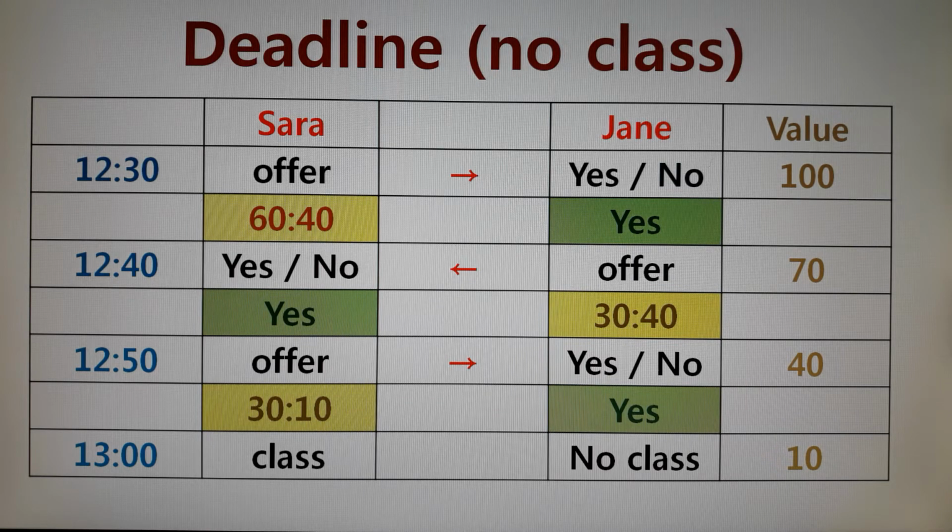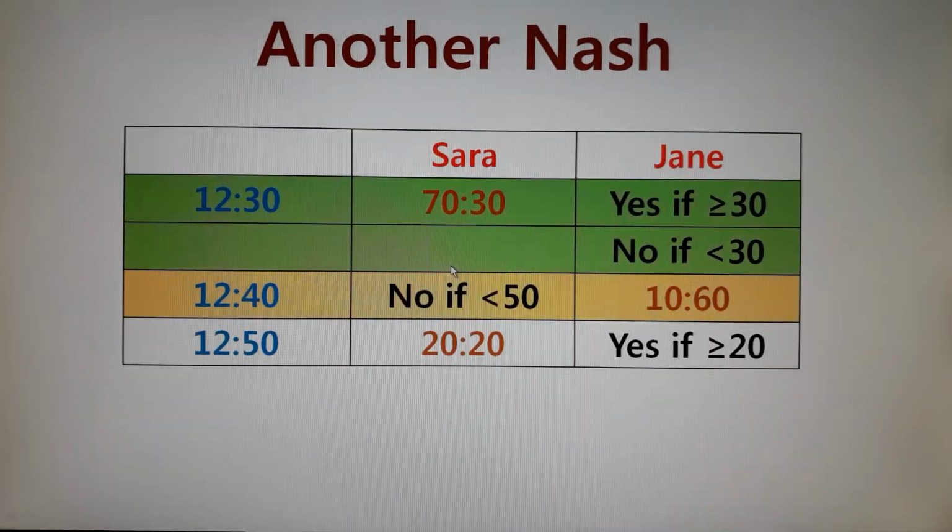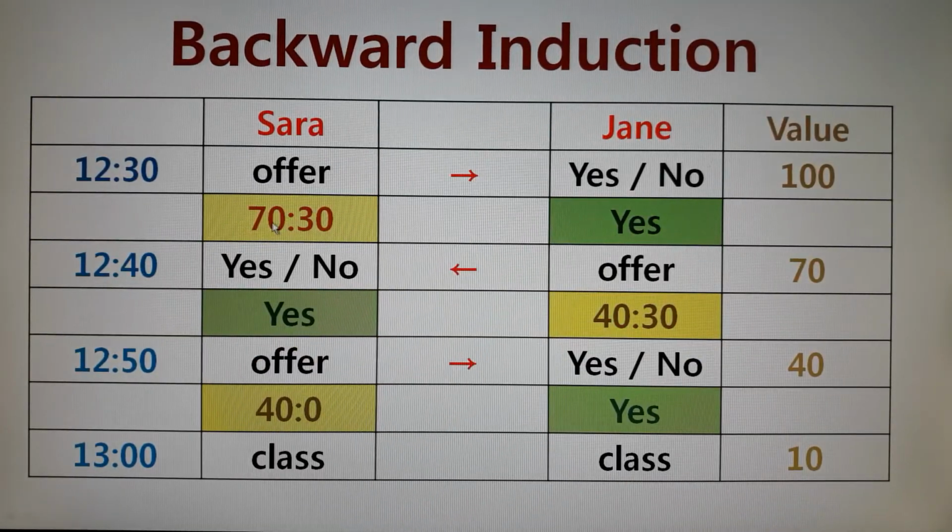Okay, what about in our case? Jane wants the class at 1 o'clock to be canceled, but let's assume that this is not canceled. Now, is it possible that she can get 40 like when it's canceled, or does she have to get 30 as the normal subgame perfect equilibrium here, 70-30, where she has a class? Even though she has a class, she can kind of cheat Sarah, and instead of 30, she can get 40.